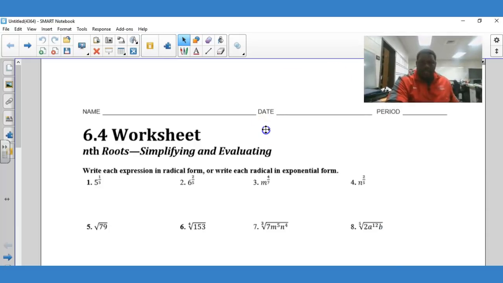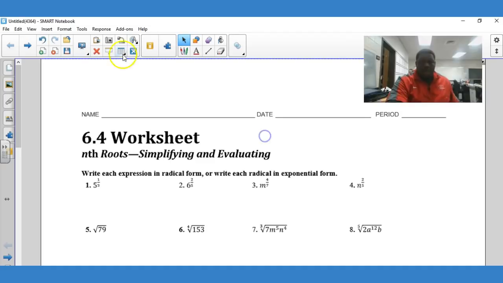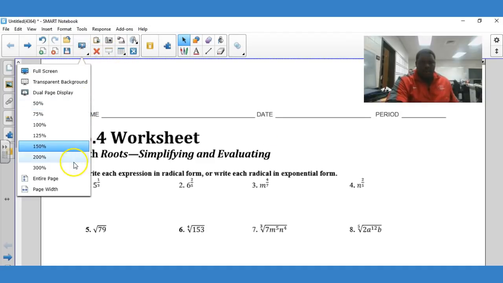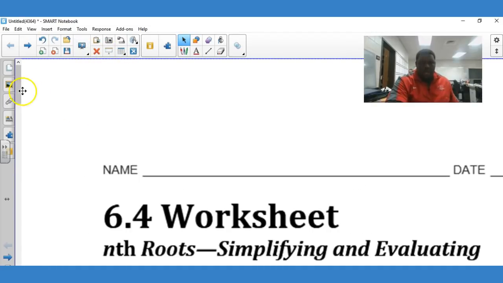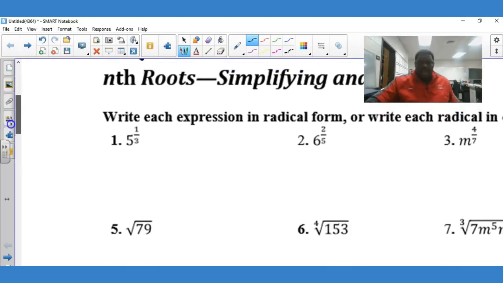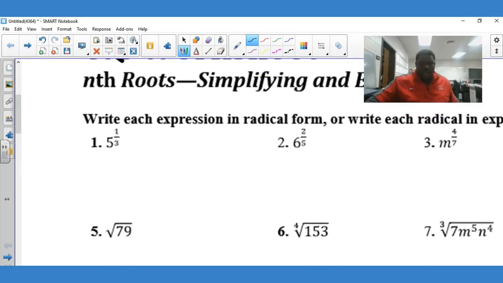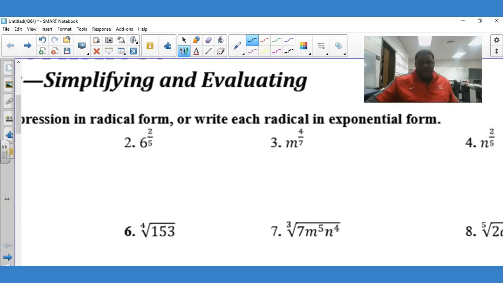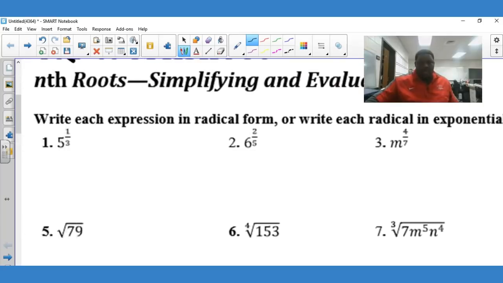Hey, this evening, man, I just wanted to do a quick video going over the practice for you because we're going to have this quiz. So we're going to actually call this the 1.5 worksheet, okay, because it covers everything we did. This first set of directions says write each expression in radical form or write each radical in exponential form.